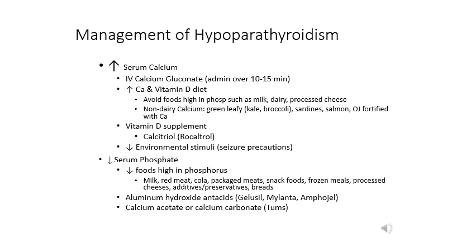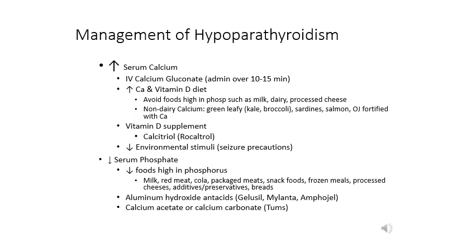So non-dairy calcium, in this case, is very appropriate: your green leafy vegetables, sardines, salmon, orange juice that's fortified with calcium. And then vitamin D supplementation. So they may need to stay on calcium and vitamin D supplements for life. And then decreasing serum phosphate, I just have in there decreasing foods that are high in phosphorus, and have some of those listed besides the dairy products. A lot of the breads are high in phosphorus.